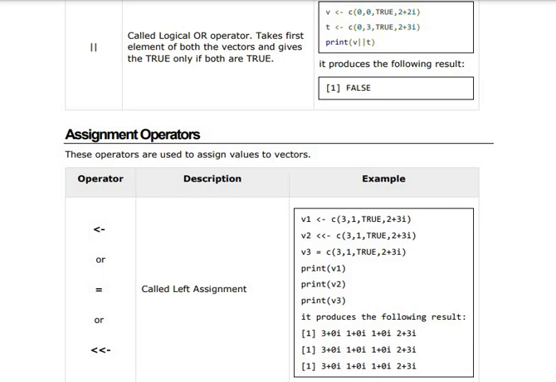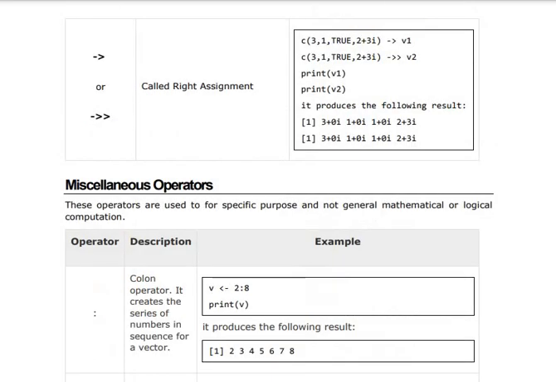So we have assignment operators. We have various assignment operators to assign values to vectors. You can see the examples. So even we have a right assignment. You see the examples.